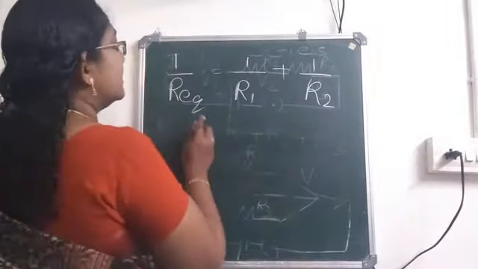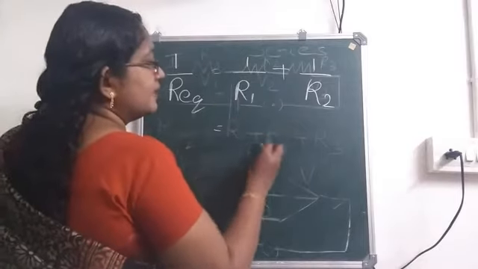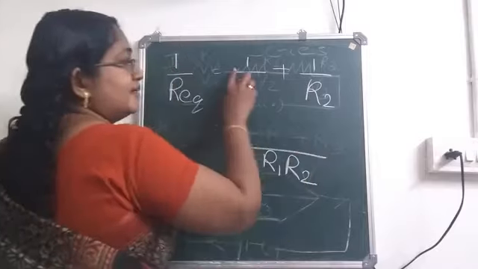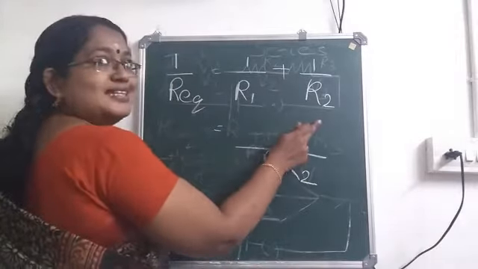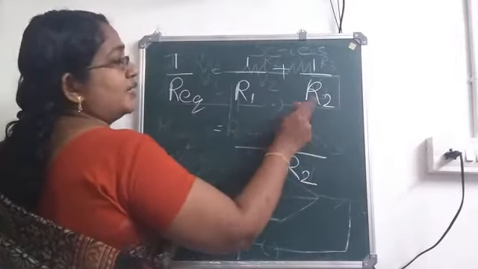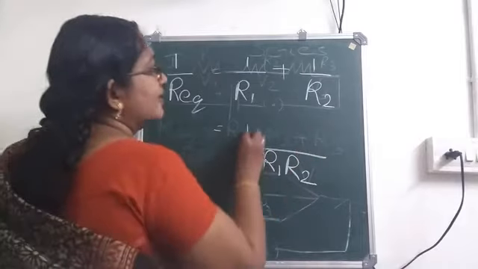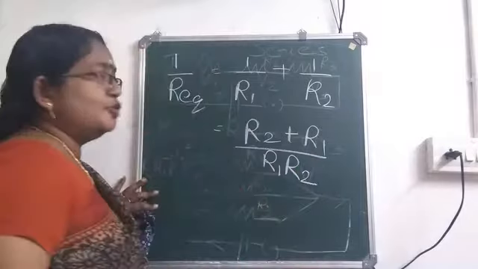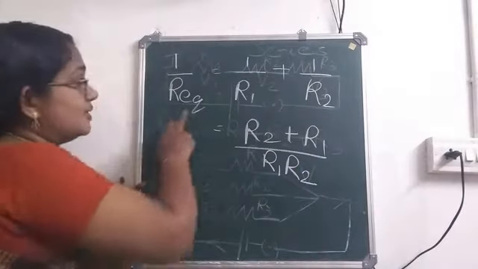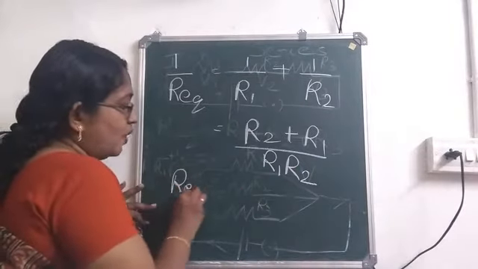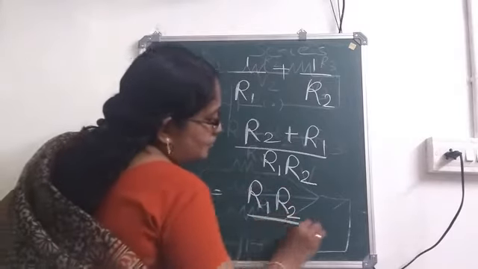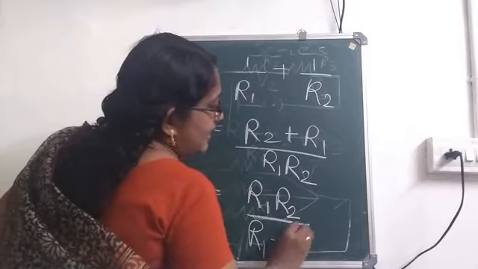Okay, so here it will be, sorry, not reciprocal, LCM. R1 into R2 you can do. Then you can just cross multiply this. R2 plus R1 by R1 R2 is 1 by R equivalent. So what will be R equivalent? It will be R1 R2 by R1 plus R2.